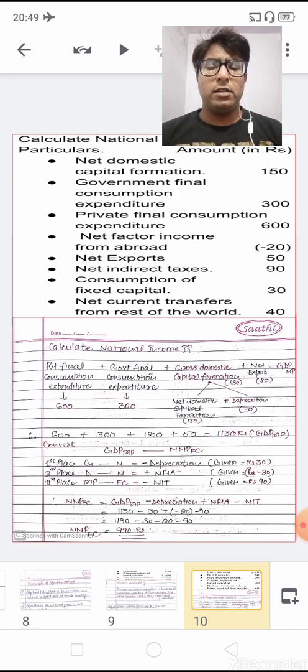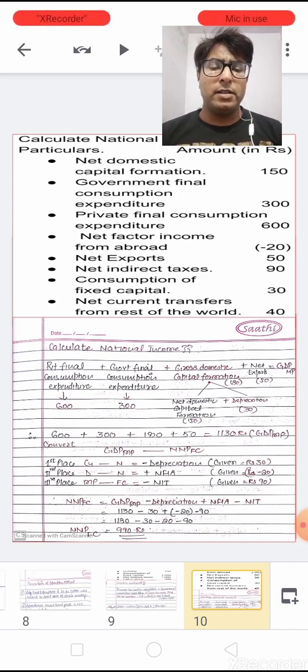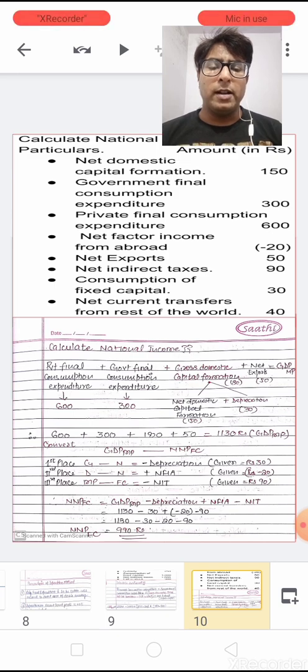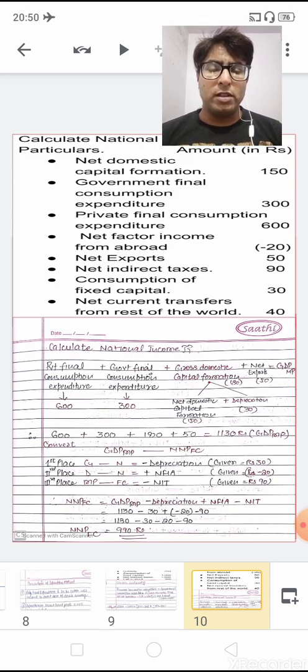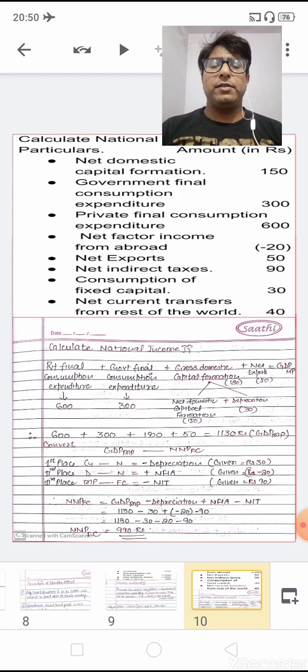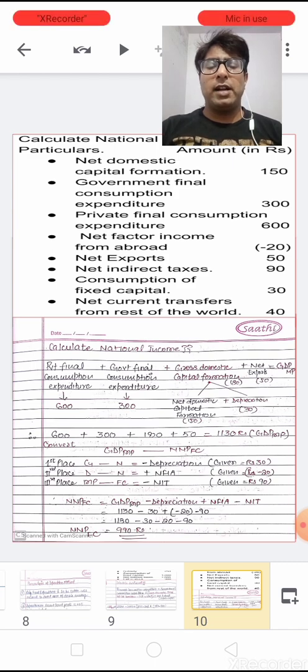So NNP FC is equal to GDP MP minus depreciation plus NFIA minus NIT, which equals 1130 minus 30 plus NFI, but the value of NFI is negative, that is why we are subtracting 20, and NIT is given as 90. So 1130 minus 30 minus 20 minus 90. When we subtract all these values from 1130, we will get the value of NNP FC, which is 990.